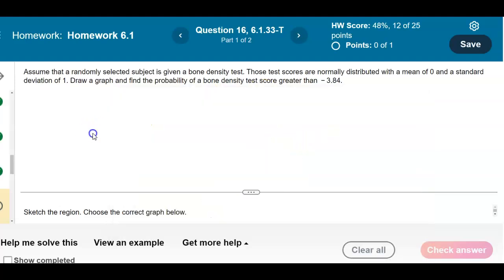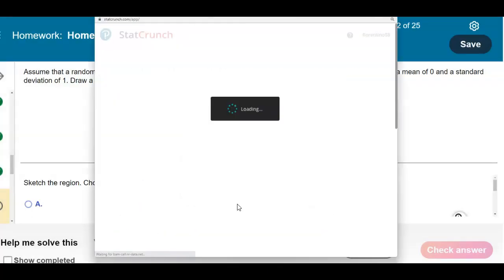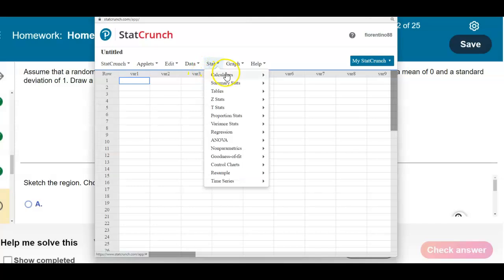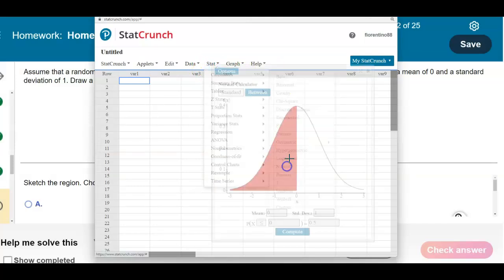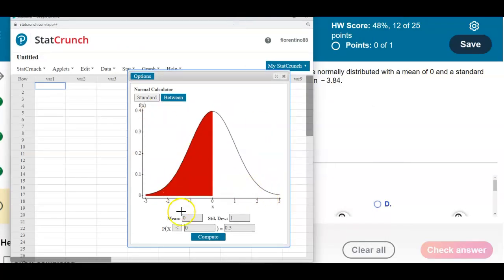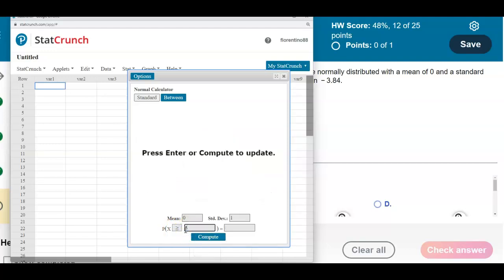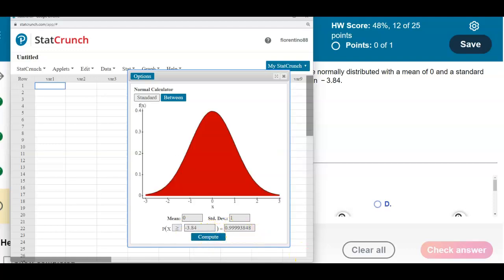So let's open this up in StatCrunch. So here's StatCrunch. We're going to go to Stat, select Calculators, and then go all the way down to Normal. Okay, first of all, we know the mean is 0 and the standard deviation is 1, and then we want to find the area that's to the right of that value, so we need to change the direction of the probability to be greater than or equal to, and then we're going to put in our z-score of negative 3.84, and then select Compute, and now it's going to give us our area.